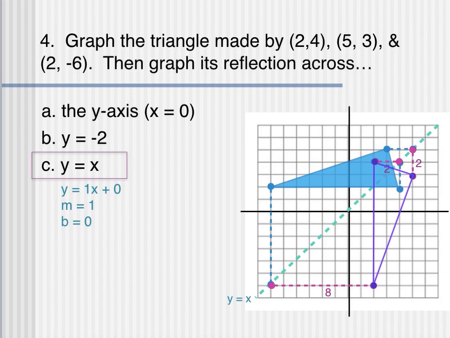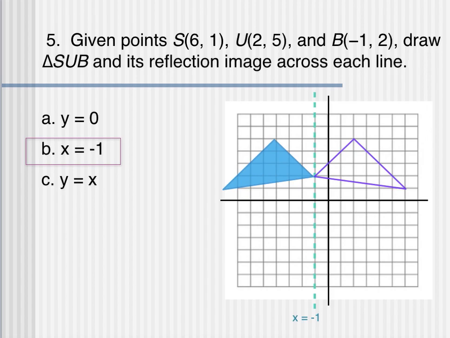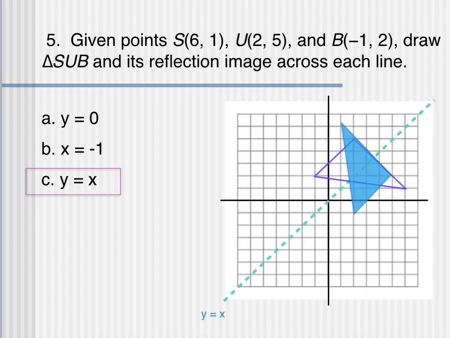Pause here and try the last problem, parts A, B, and C, on your own. Check your answer for part A. Check your answer for part B. Notice how if you're reflecting a point that's already on the line of reflection, that's a 0 unit reflection, so the reflection is in the same place. And check part C, the trickiest one.